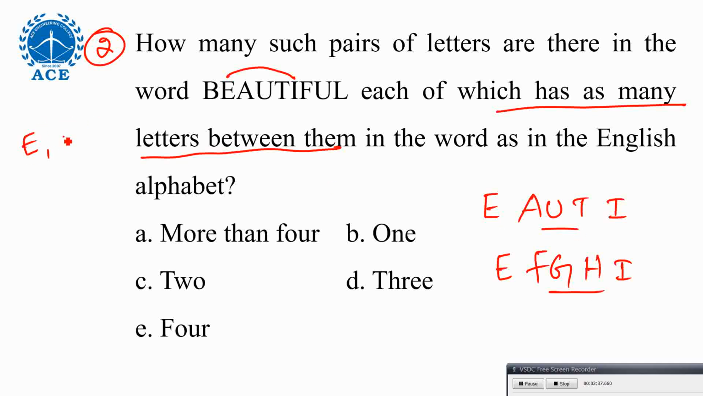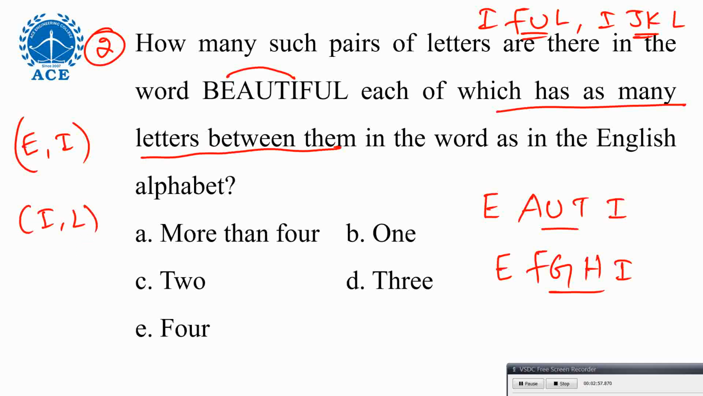Now don't say I and E. E and I, that means don't go for I and E. That's one pair. Next, I and L. Superb. Between I and L, generally also I, J, K, L, there are two letters gap. So I and L is one pair which is satisfying. Excellent. Next, T and U.